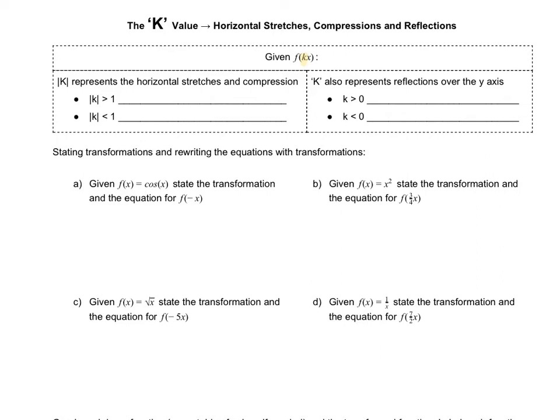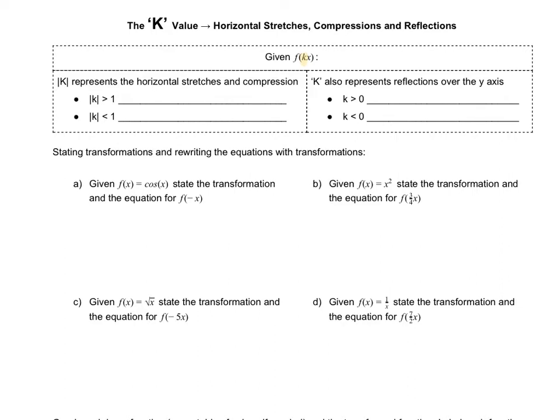So if you want to plug some of these functions into Desmos to visually see it before we get into graphing, you're more than welcome to do that. Now, I will tell you what the k-value does. So the k-value, like I said, is horizontal, and it will do your horizontal stretches and compressions. But the k-value is a little opposite to what you might think.